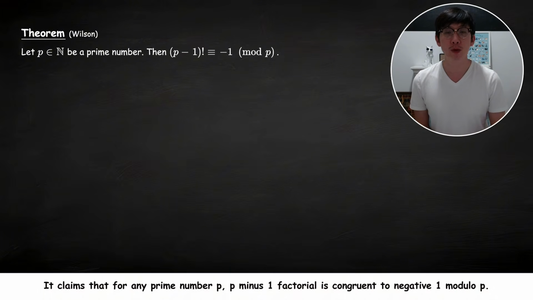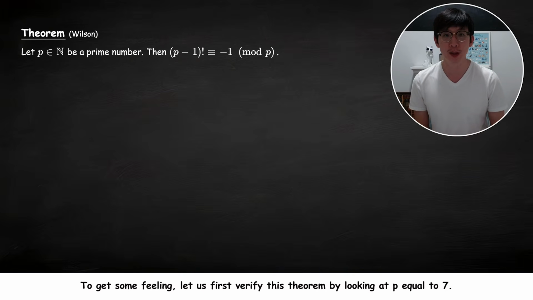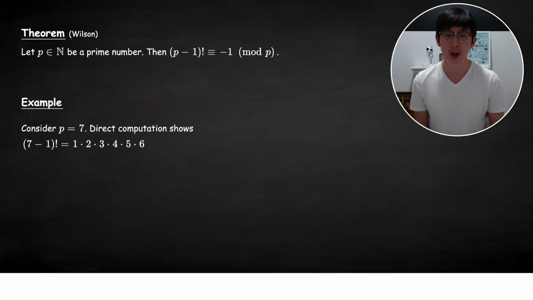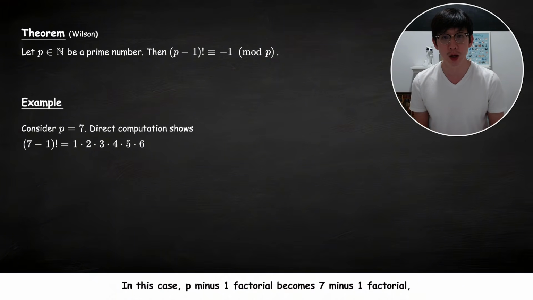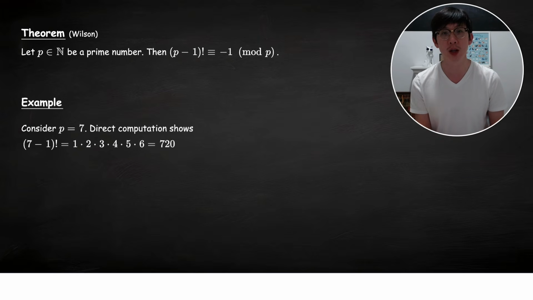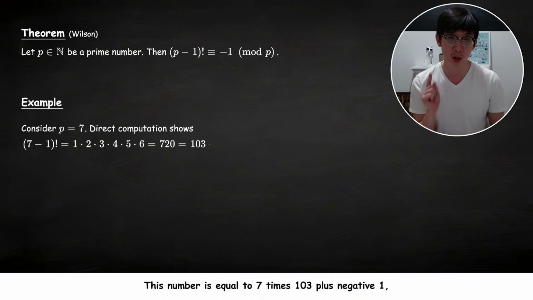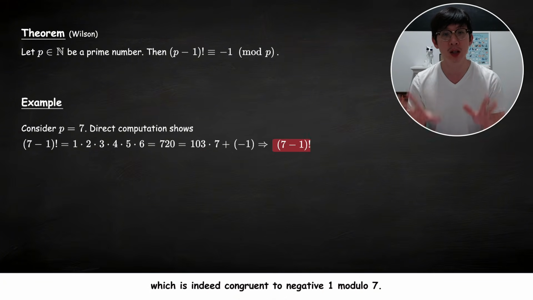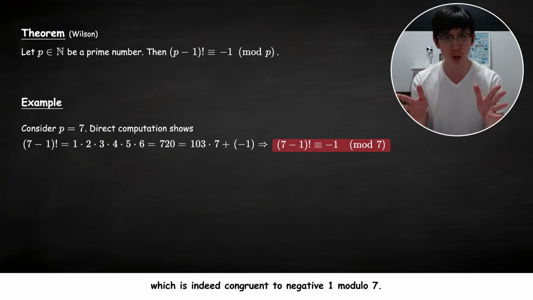It claims that for any prime number p, (p minus 1) factorial is congruent to -1 modulo p. To get some feeling, let us first verify this theorem by looking at p equal to 7. In this case, (p minus 1) factorial becomes (7 minus 1) factorial, which is equal to 1 times 2 times 3 times 4 times 5 times 6, that is 720. This number is equal to 7 times 103 plus -1, which is indeed congruent to -1 modulo 7.